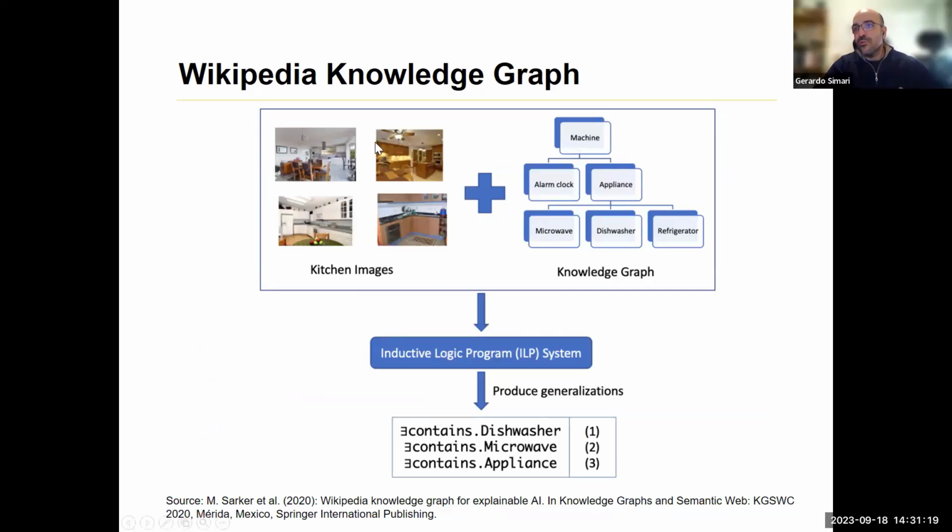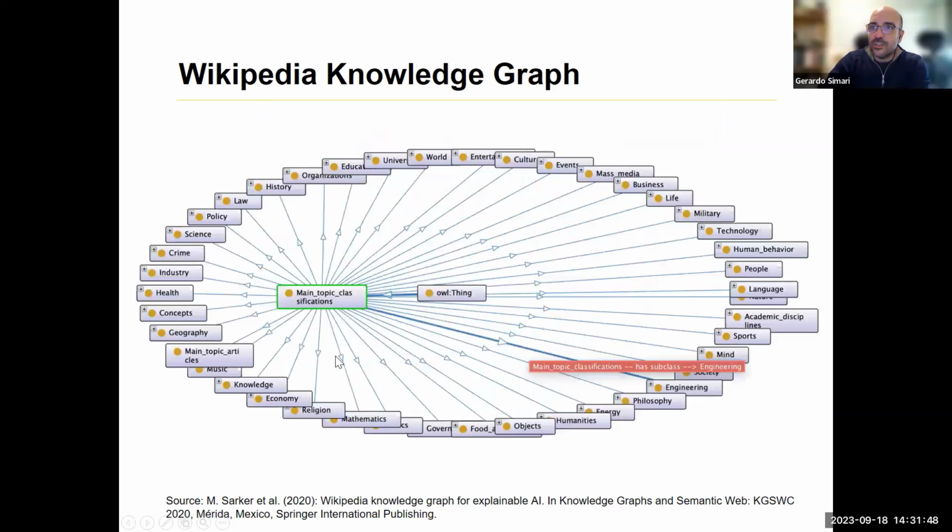So what they're going to do is something like this. They have images plus the knowledge graph, and this inductive logic programming system, or concept induction system, where they're trying to look at expressions like this. This is from the original data set paper. That's why they're talking about inductive logic programming instead of concept induction.